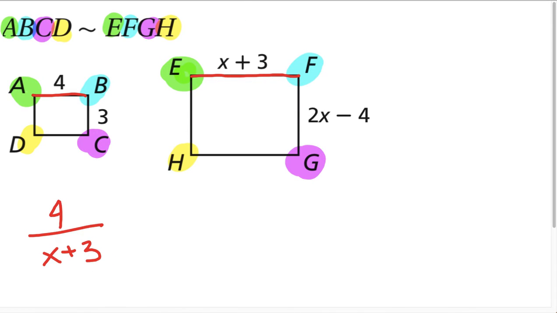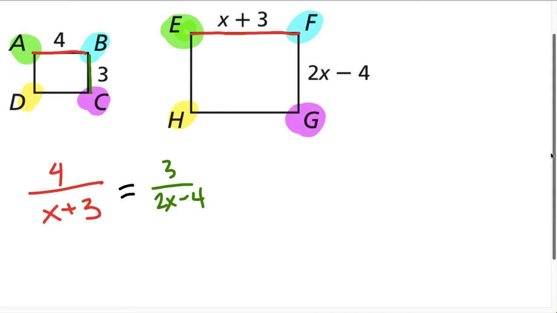So we know 4 corresponds with x plus 3. Sorry, that's a 4. That kind of looked like a 9 there. Scrub off the top. Now we have equals, and then we can set up this proportion. This blue and this purple match up with this blue and this purple, so that's a 3. So 3 matches up with 2x minus 4. Now that we have our proportion, we are ready to solve.